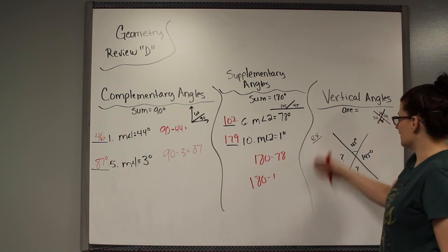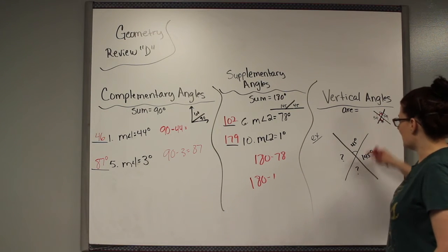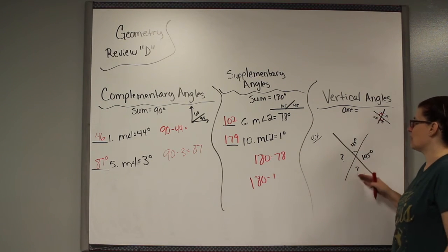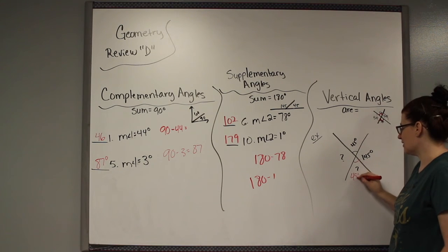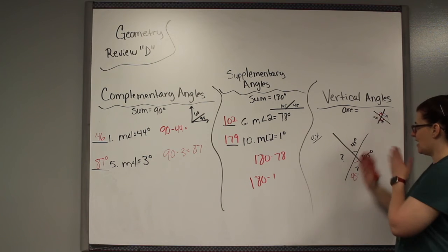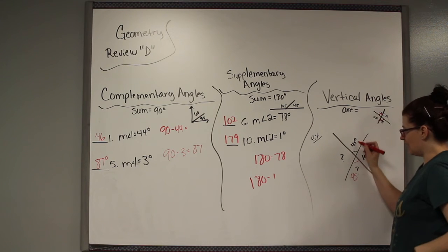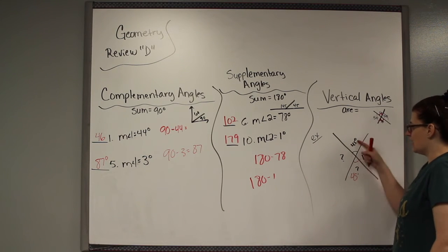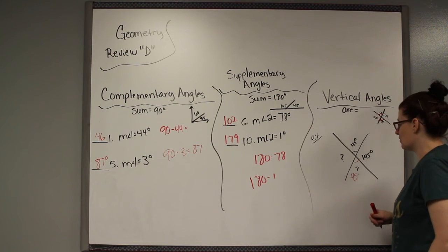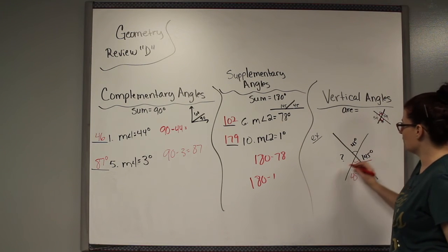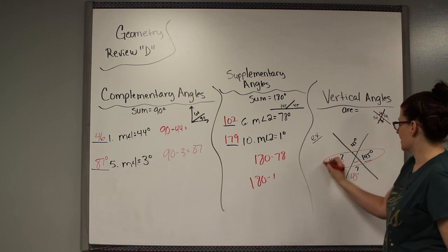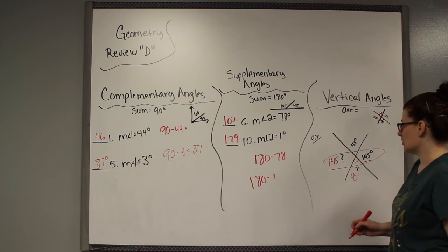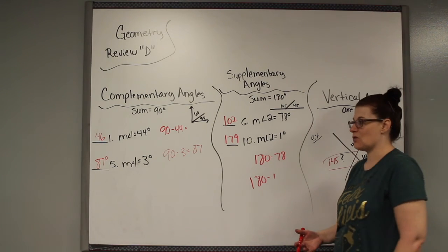So for instance, if I had straight lines that go like this, and this angle was 45, this angle must also be 45. If they form that X right there, they're vertical angles, and they're across from each other, so they're 45. If this one is 145, this one has to be 145 because those are across from each other. So that's how vertical angles work.